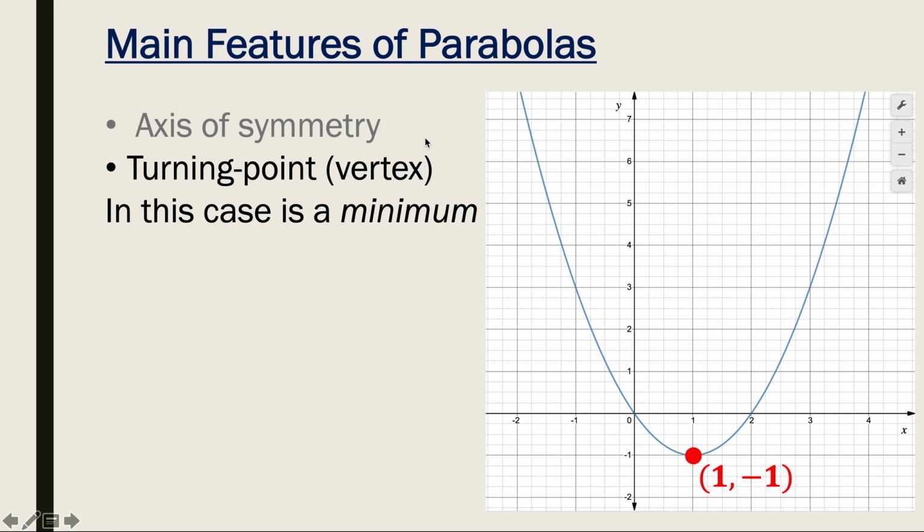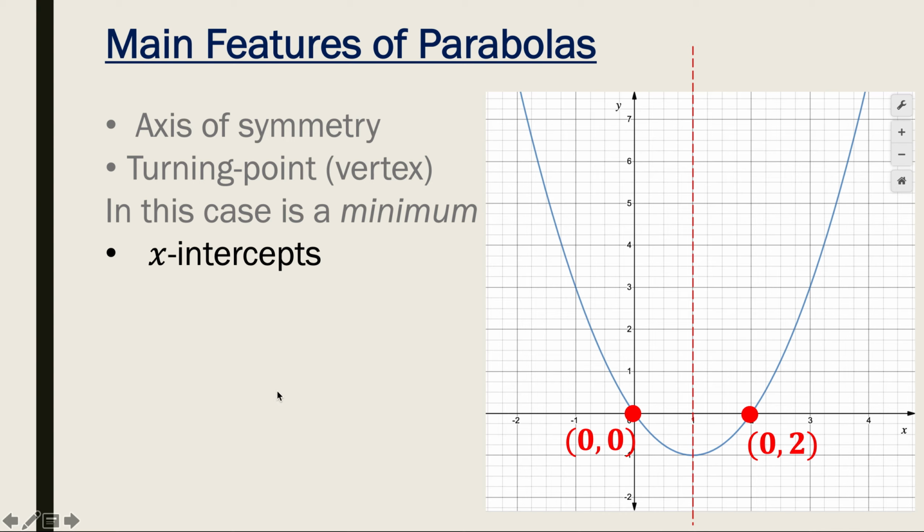Beautiful. Turning point, also called the vertex. It's also important that you familiarize yourself with the vertex. In this case, and this is important, it is a minimum. If the parabola was upside down, then it would be a maximum. But in this case, it is a minimum. And what is this point? It's (1, -1), okay?